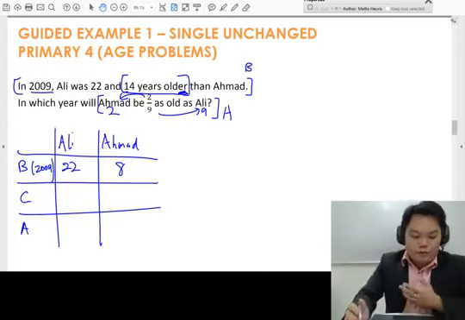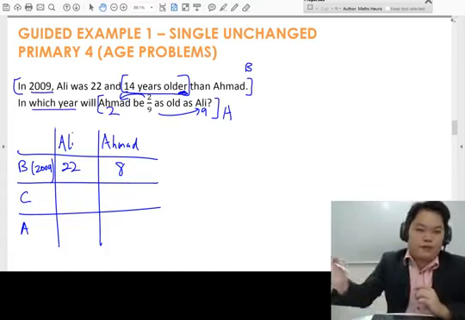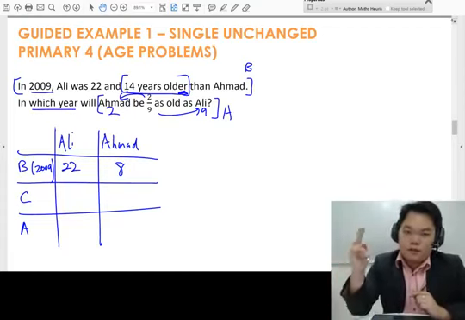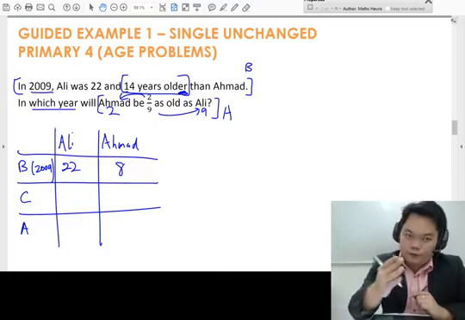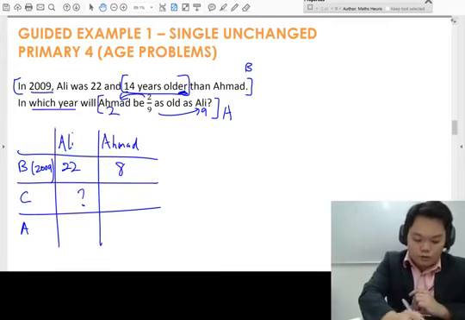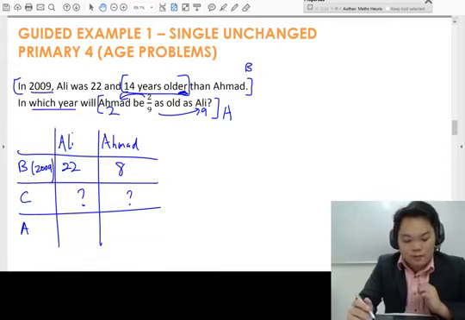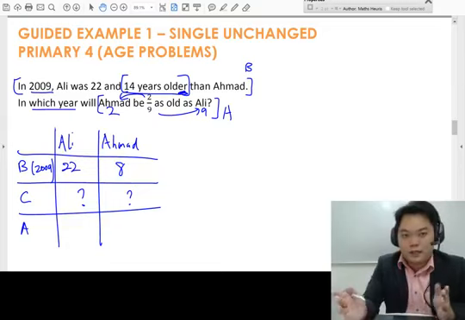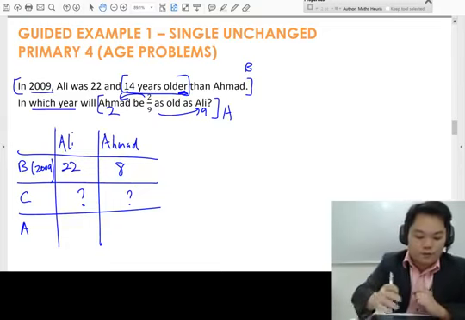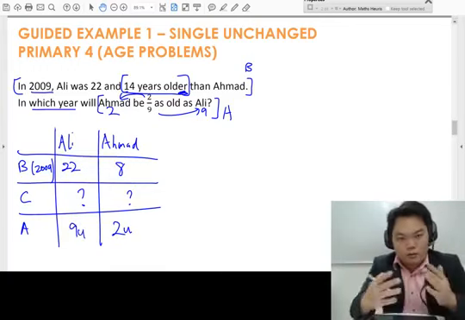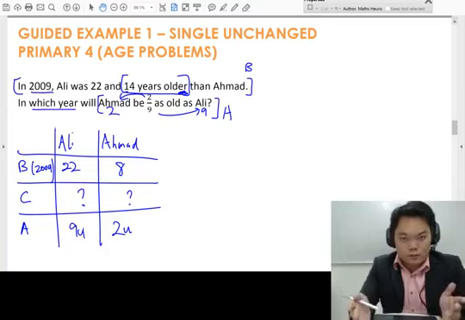Okay, so after a few years or a few years before that, they said which year. They did not say in the future or in the past. They only ask you which year. So the change, you do not know what it is. Is it plus plus or minus minus? We do not know, so we leave it as a question mark first. Ahmad will be 2 out of 9 as old as Ali. So when we have allocated the units, this is what it will look like.